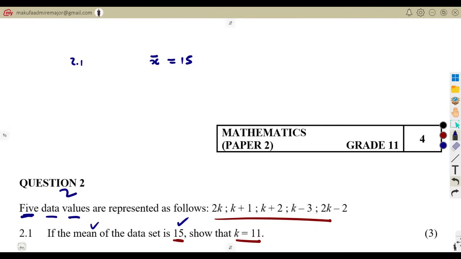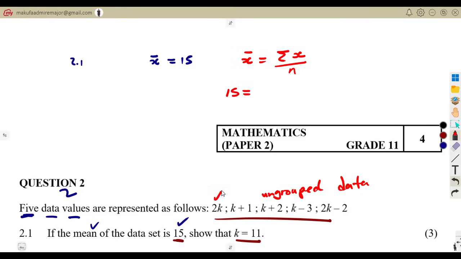In order for you to obtain the mean, remember that it is given by the sum of terms. This is ungrouped data. So that is the sum of terms over the number of terms. The sum over how many terms? So meaning to say, the mean is already given. Our mean is 15, equal to the sum.